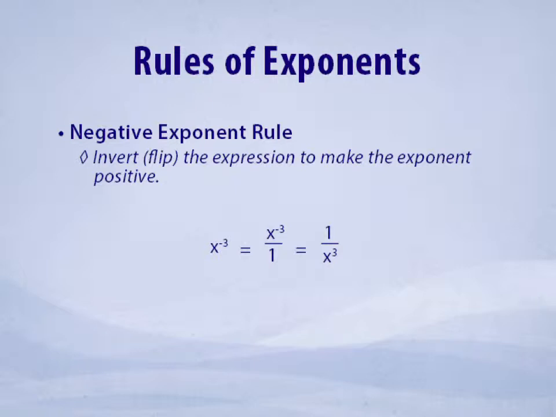In the first example, we have x raised to the negative third power. We will create a fraction by putting the expression over 1. Once we have the fraction, we'll flip or invert the fraction, which causes the exponent to become positive. Let's look at an example.